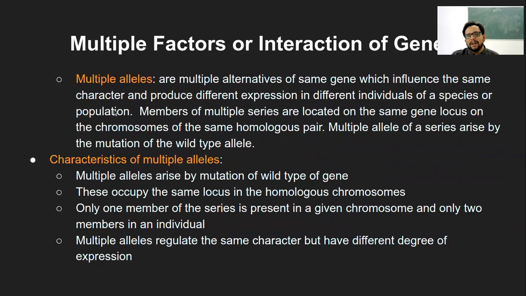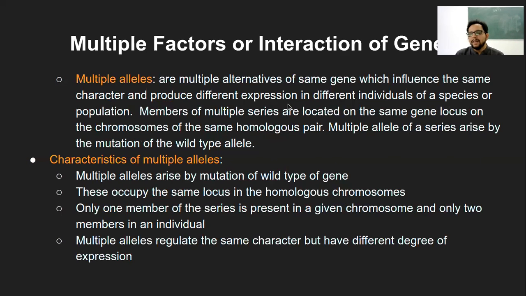And there is something called multiple alleles. Duplicate is two and multiple means it can have more than that, but they can have different patterns of expression. In multiple alleles, these are the multiple alternatives of the same gene which influence the same character and produce different expression based on the combination.